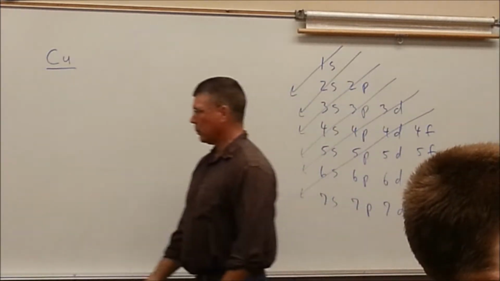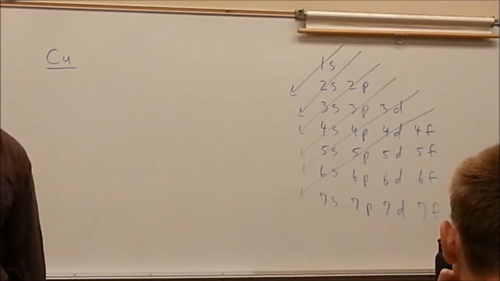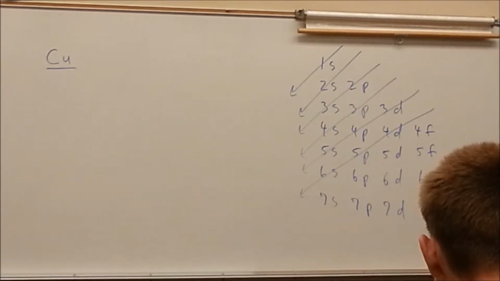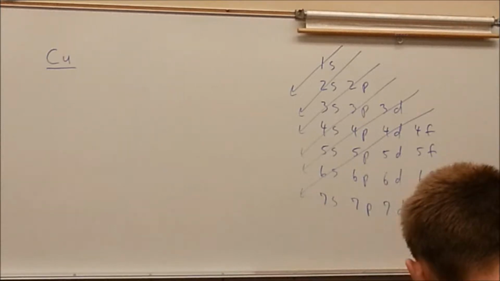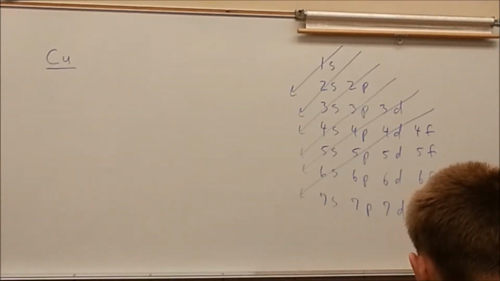So in a neutral atom of copper, how many protons are there? 29. And you know that because the atomic number from the periodic table is 29. And so in a neutral atom of copper, how many electrons are there? 29.